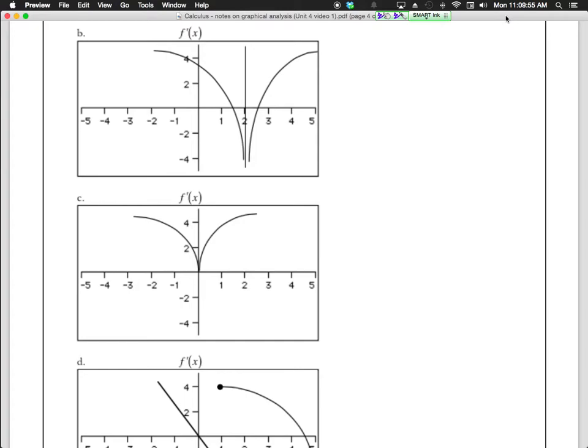Critical point at 2 because f prime of x is undefined. That's correct. Forgot about that. Maybe you should have done more studying.